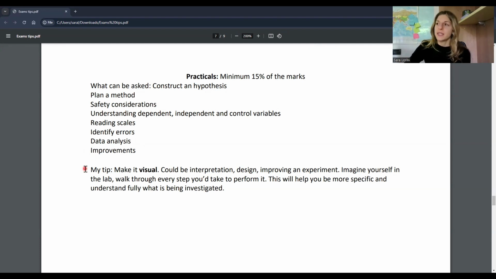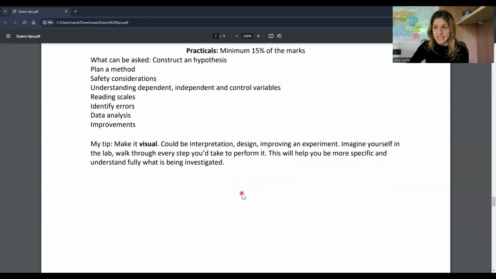Now, for revising practicals, my tip is to make it very visual. Make sure you imagine yourself in the lab, or wherever you did the experiment, and like this you will be able to describe it in more detail. Walk through every step you take to perform it. It has to be very specific, and you need to understand fully what is being investigated.